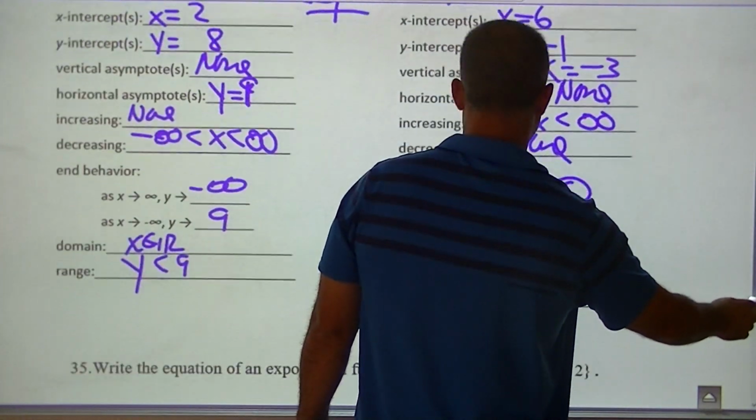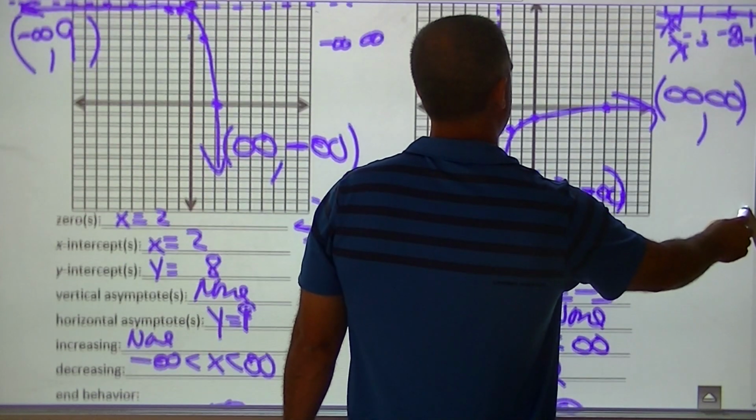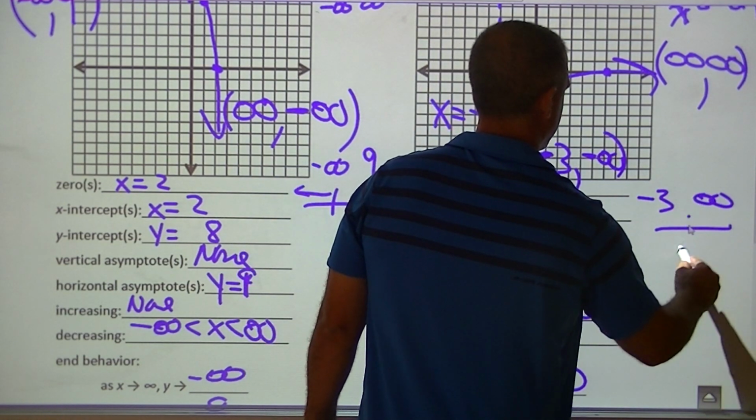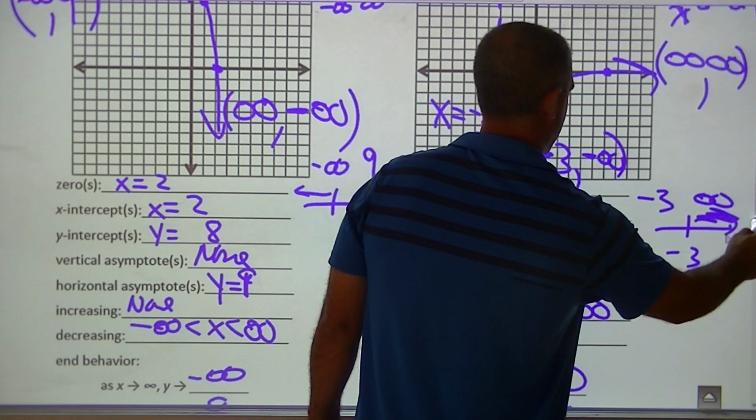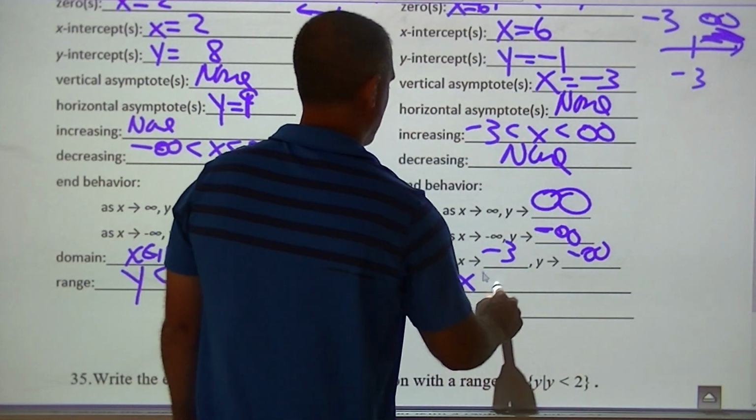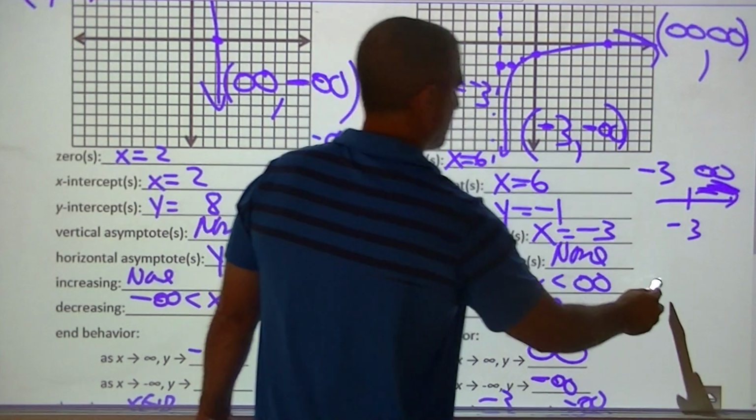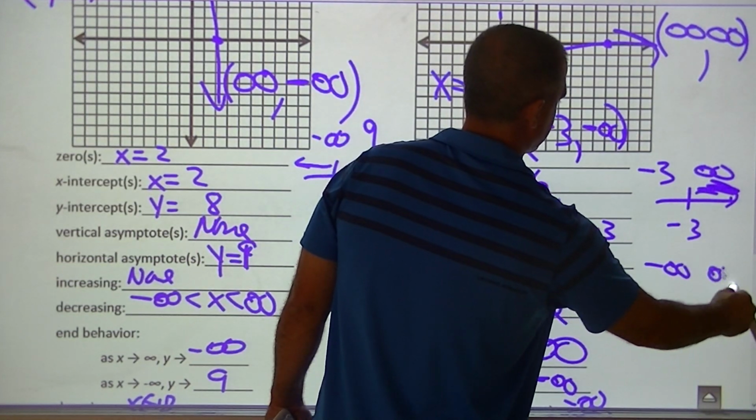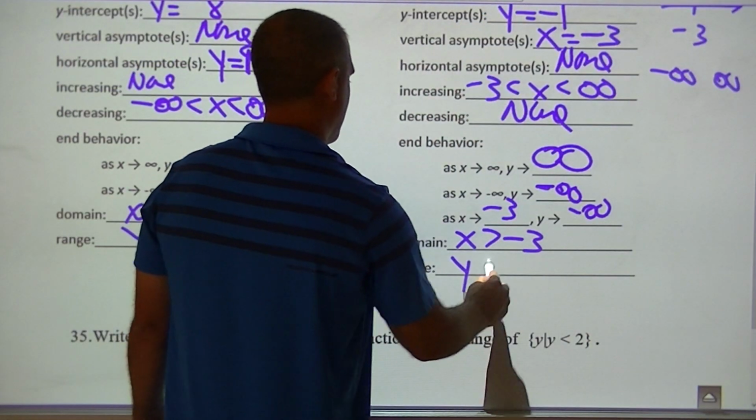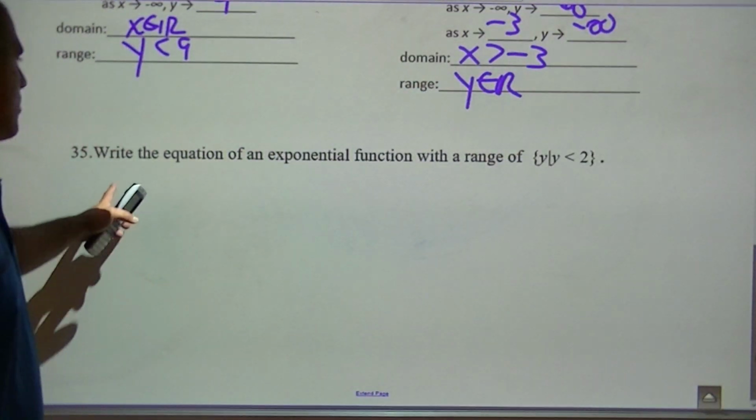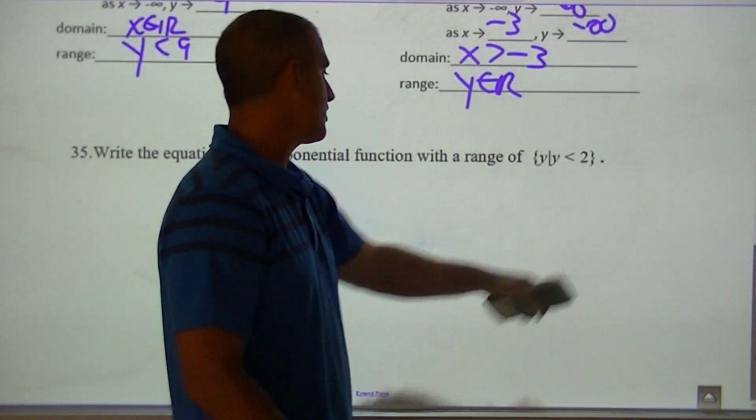All right, so pretty simple stuff. Domain. My smallest x value is negative 3. My biggest is infinity. So that's this situation where we're shaded this way. So that's going to become x is greater than negative 3. My range, my smallest y value is negative infinity, my biggest is positive. So the range will be all real numbers.